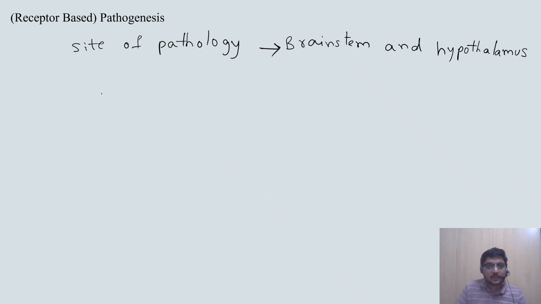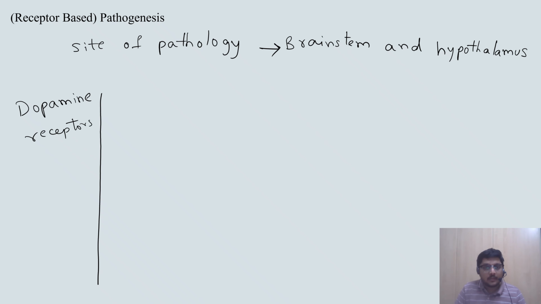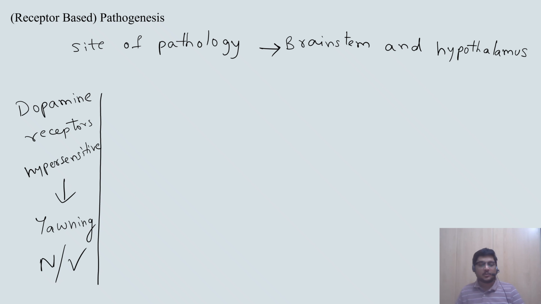What happens in migraine patients? First thing we should observe is that the dopamine receptors in migraine patients become highly sensitive. We call them hypersensitive when compared to a non-migraine healthy person. What is the clinical feature because of dopamine receptor hypersensitivity? We see yawning, and the nausea and vomiting is also due to hypersensitivity of dopamine. The other important site of migraine pathophysiology is the trigeminal nucleus.